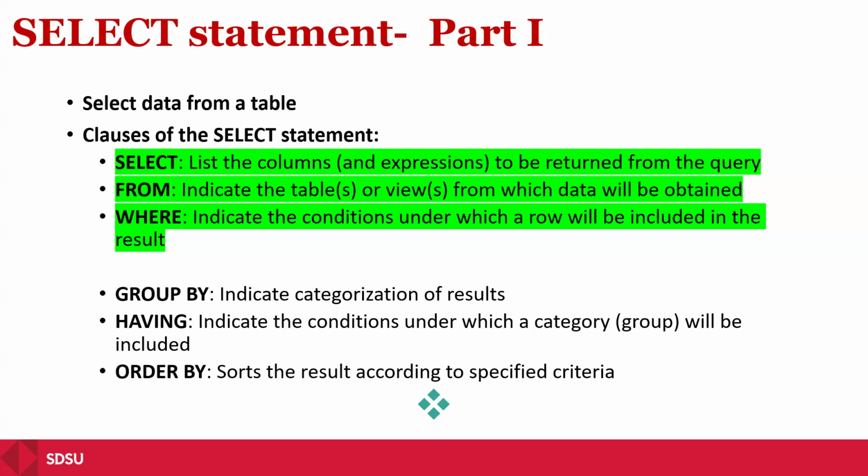The from clause specifies the table that you're trying to get data from. Then the where clause is where you specify the condition. There's also a second part of the statement that has group by, having, and order by. That's what we're going to deal with later. So let's look at select, from, and where first.